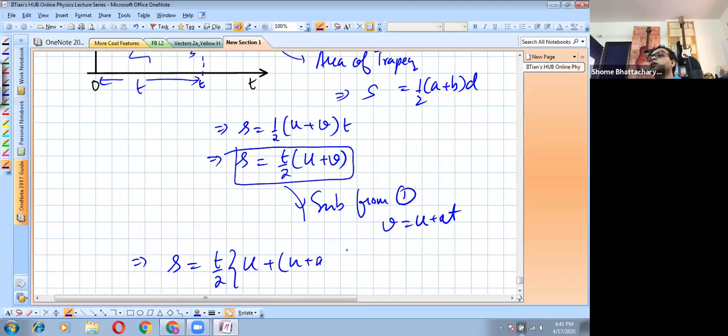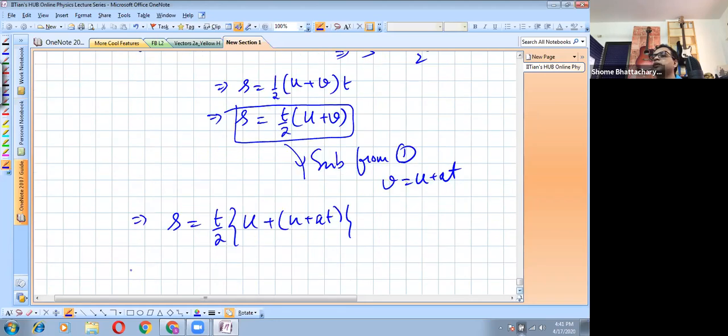Okay. And now I leave it to you guys to complete the steps here and show that this equation will give us ut plus half at square, which is going to be labeled as our second equation of motion for uniform acceleration.